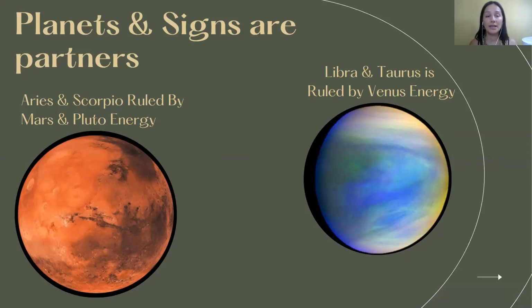And that helps when you're looking at a chart to see if it's a strength or a weakness, because if Saturn is in Leo, that planet is not really that compatible with Leo, so it might be a challenge. Whereas if Saturn is in Capricorn, that's more of a harmonious energy.